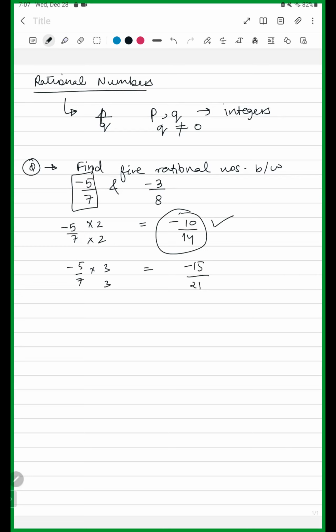Yeah, it's the same thing. And this is also the same thing. So what are you exactly trying to find out? They are all equal. This is equal to this, and these both are equal to this. What do you have to find out? You have to find 5 rational numbers between this and this. Between these two numbers, you have to find 5 rational numbers.